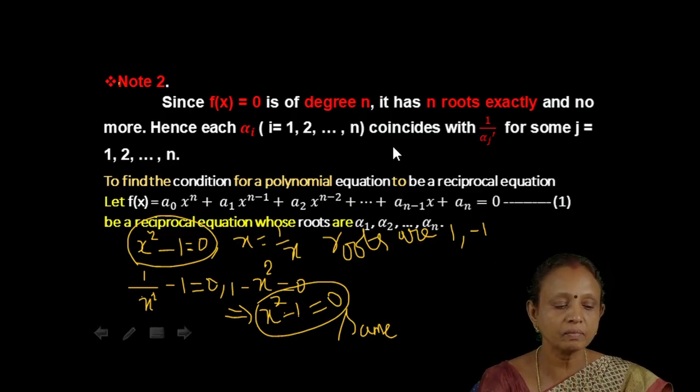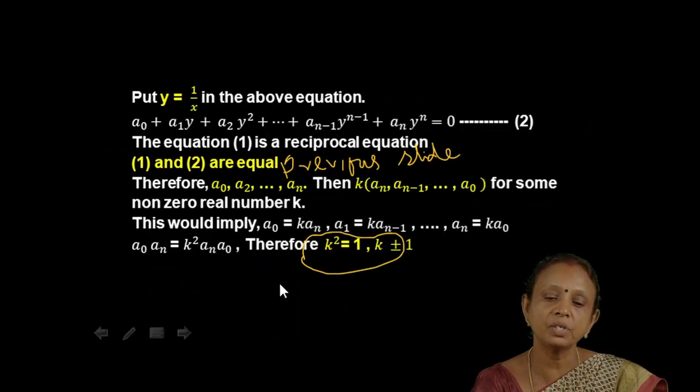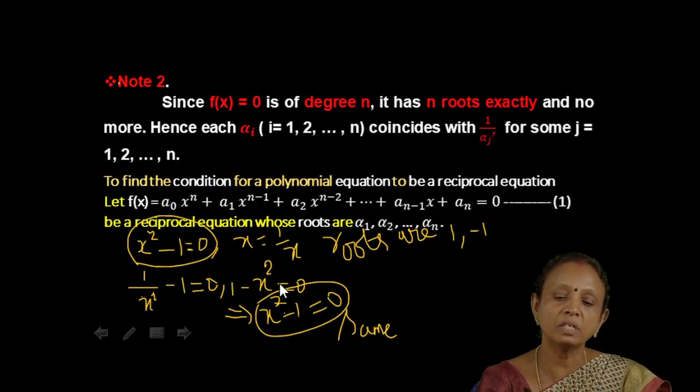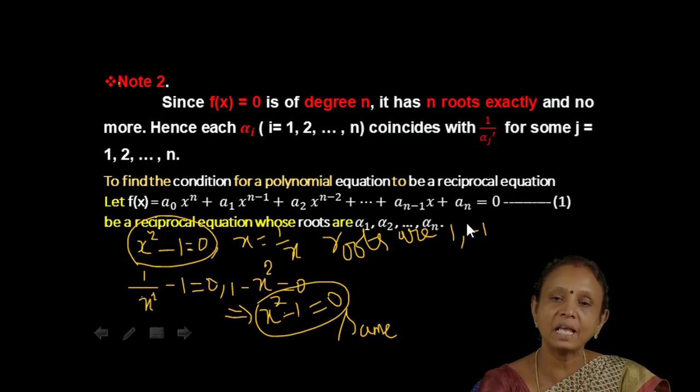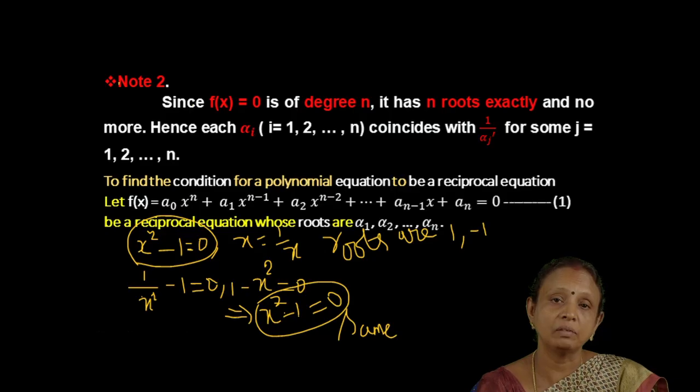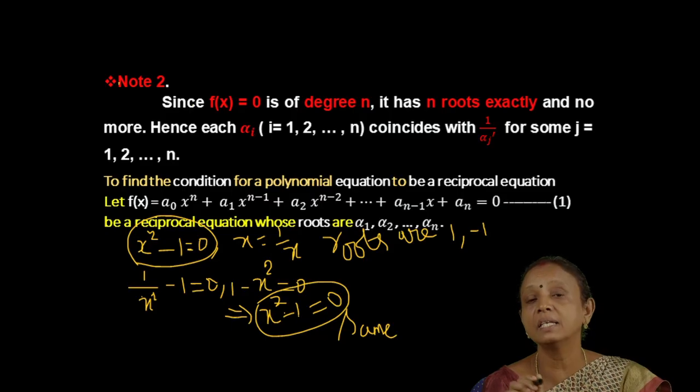Now we are going to find the condition for the given equation f of x equal to 0. Previously we considered f of x equal to a naught x power n plus a1 x power n minus 1 plus a2 x power n minus 2 plus etc., plus a n minus 1 x plus a n equal to 0. This is the polynomial equation. So f of x is nothing but the polynomial. Once again, we are studying the reciprocal equation.